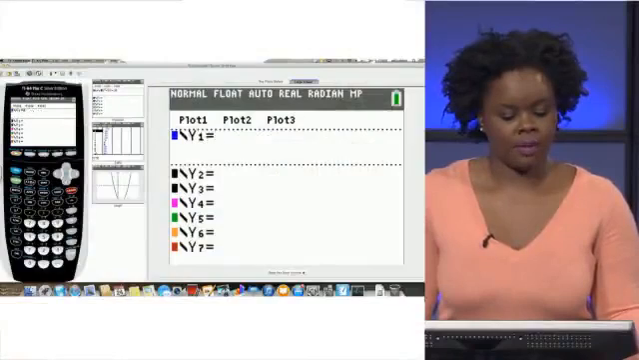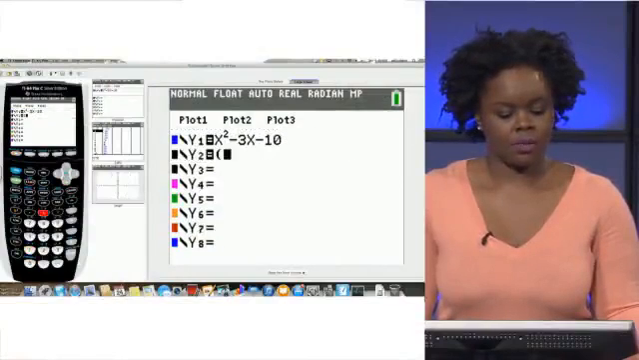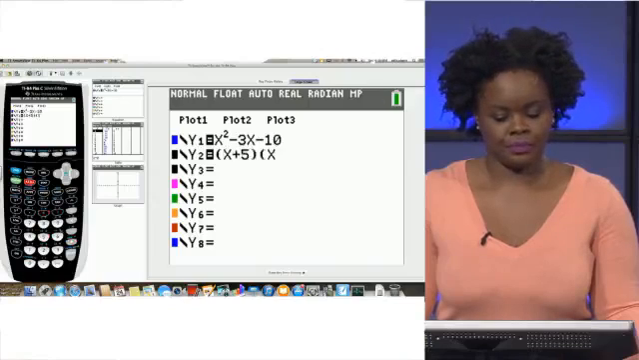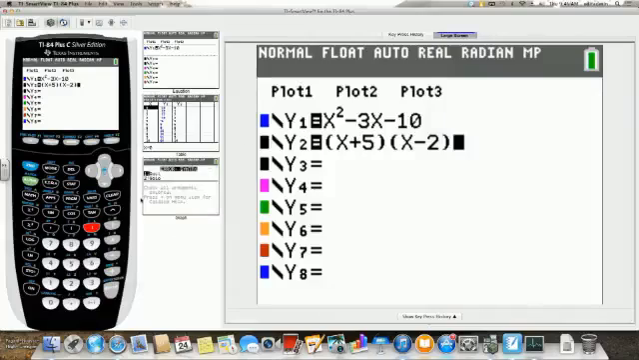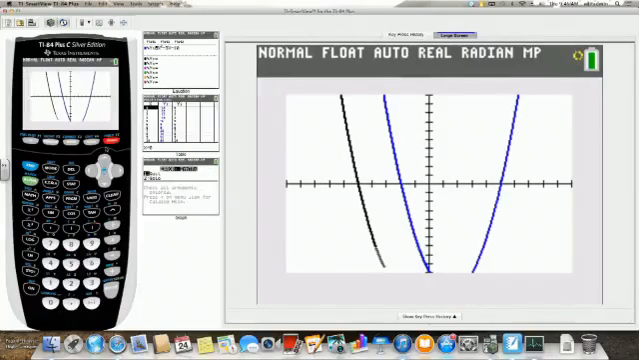Oops, cleared that out by accident. X squared minus 3x minus 10. All right, so x plus 5, x minus 2. Okay, so now let's see if these graphs overlap or not. Go ahead and press graph. There's our first one. And let's look at where the second one shows up. Well, we can already see it didn't overlap it. So that's telling us those are not the right factors for that trinomial.